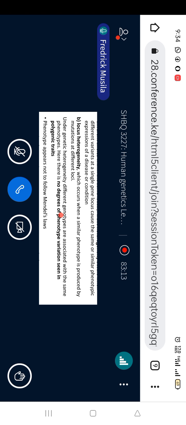It's actually the phenotype, and there's no variation. It's just the trait only. We don't have degrees of phenotype variation, which is seen in the polygenic trait. So an example of genetic heterogeneity is known as retinitis pigmentosa. Retinitis pigmentosa can be caused by autosomal dominant or recessive inheritance. You see the case of allelic heterogeneity: you can have the dominant gene or you can have the recessive gene, and you still suffer from retinitis pigmentosa.